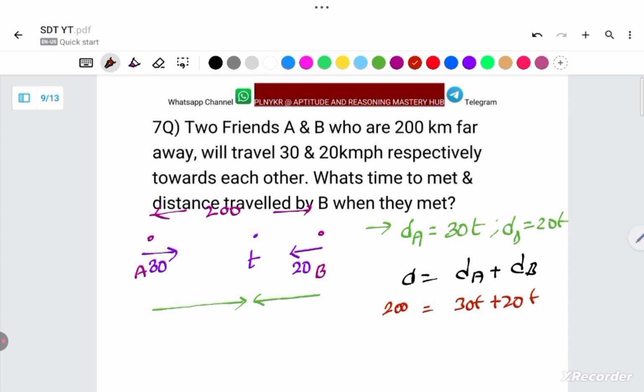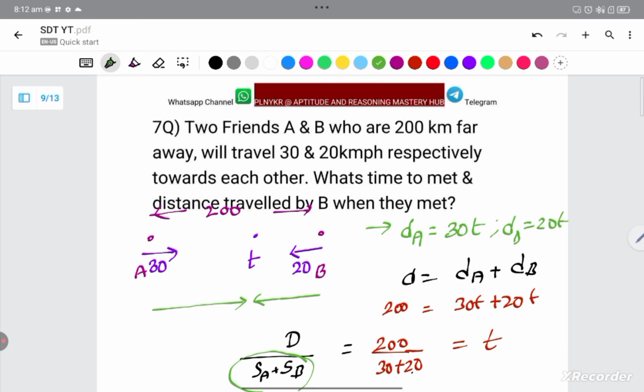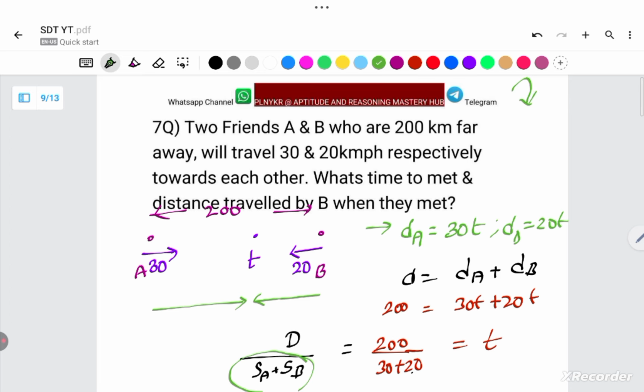So we'll be getting 200 by 30 plus 20 equal to t. Here, 200 is the distance between them, whereas 30 and 20 are the speeds of both the friends A and B, that is speed of A and speed of B. That's why, whenever two objects or persons are moving towards each other, the relative speed will be the sum of their speeds.